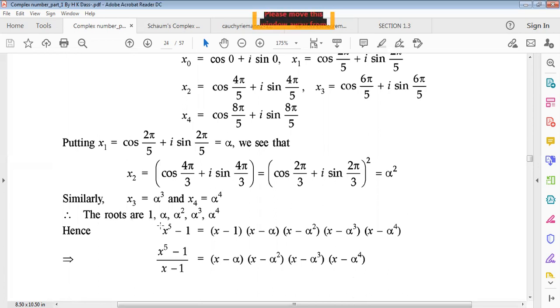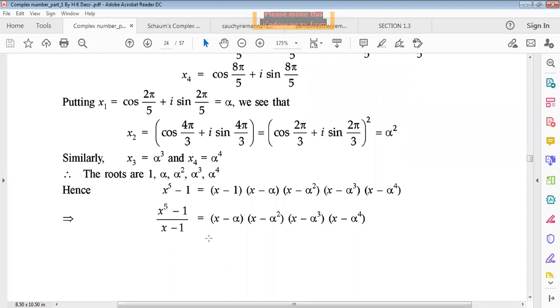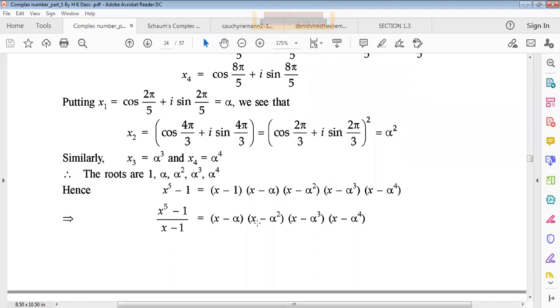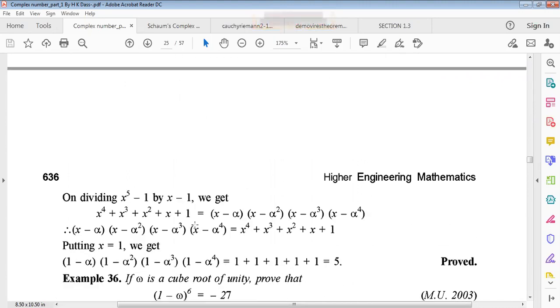So the roots are 1, alpha, alpha square, alpha cube, alpha to the power 4. x to the power 5 minus 1 equals what will be? This equals x minus 1 into x minus alpha, x minus alpha square, x minus alpha cube, x minus alpha to the power 4. This equation can be written like this. Now dividing by x minus 1 on both sides, on dividing x to the power 5 minus 1 by x minus 1, we get this. Putting x equals 1 on both sides, this is the proof. 1 minus alpha, 1 minus alpha square, just x equals 1.